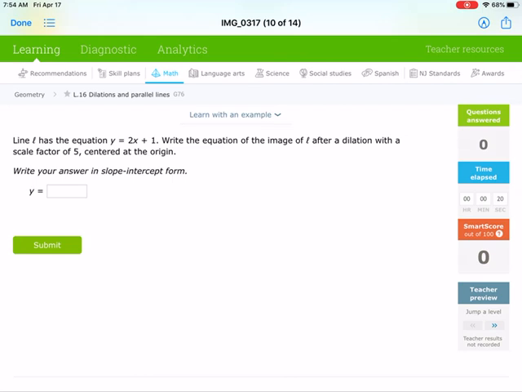L16. Okay, so 14 and 15 are very, very similar to 13. It's just dilations about the origin.